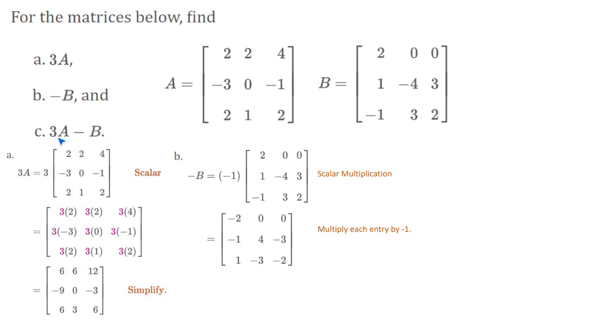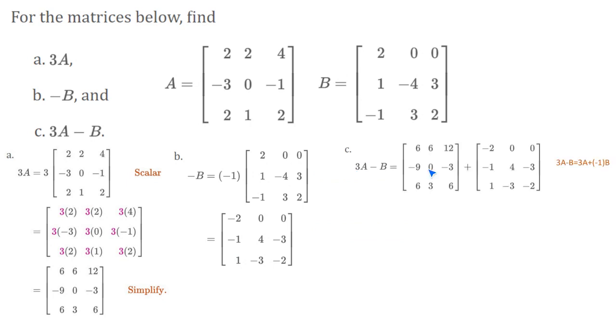Now in the letter C, they want us to subtract 3A minus B. So we have 3A minus B, and I like to write it out. 3A was what we found down here, so I'm going to write it here. And then -B is this right here, so I just wrote it here. If we want to add or subtract them, you have to make sure that the order or the size is the same. So this is a 3 by 3, and this is a 3 by 3, so we're good.